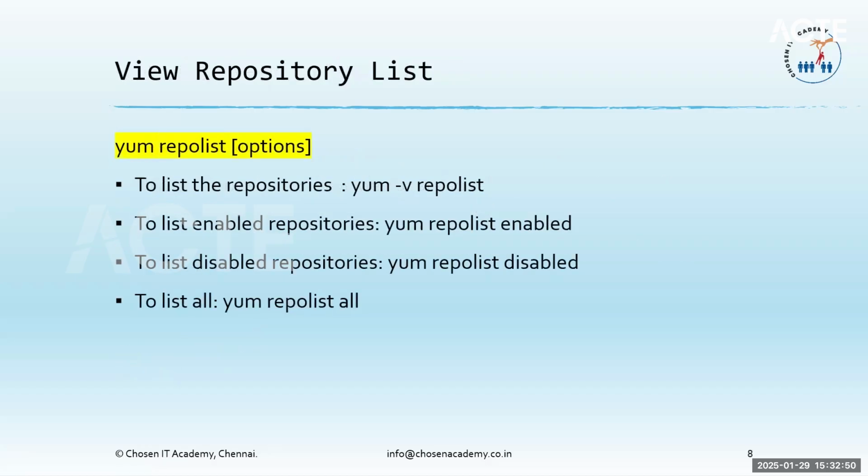If you want to see what repositories are there in our system, there's a command called yum repolist, and we can give options. If you want to know what repositories are configured in our systems, we can give -v for verbose information. It'll give the list of repositories that are configured in our system. And if you want to see which of those repositories are enabled, give yum repolist enabled, and if you give yum repolist disabled, it will give the disabled repositories, and yum repolist all will give all of them. It's almost similar to yum repolist.